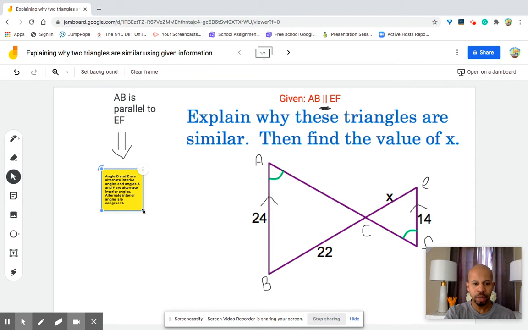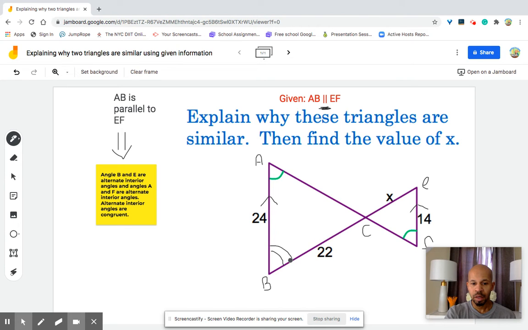All right. So we could say the following. And by the way, I'm in Jamboard and I'm just using this sticky note feature. So angles, we already have these arcs by A and F to denote that they're congruent. Angles B and E are also alternate interior angles, therefore they're also congruent. Now, even if you didn't catch one of those pairs, you can also mention this.